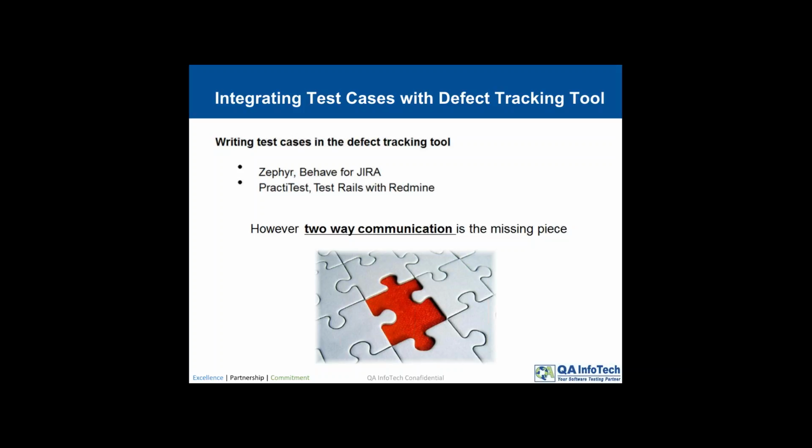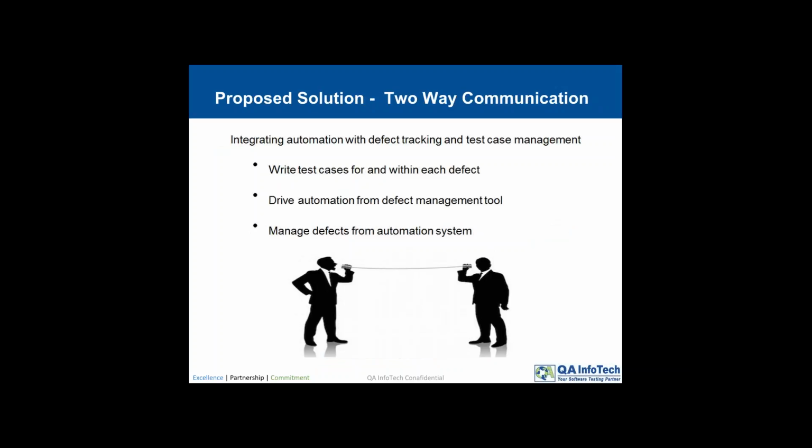However, the problem that still exists is the two-way communication. The automation script is still not able to communicate with the defect tracking tool. Or let's say automation scripts work separately and are not able to connect with how the tests are managed in the test management systems. This forms the basis of the solution that we propose: a framework that enables two-way communication, integrating automation with the defect tracking and test case management.